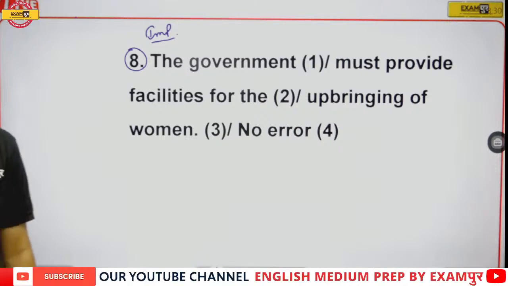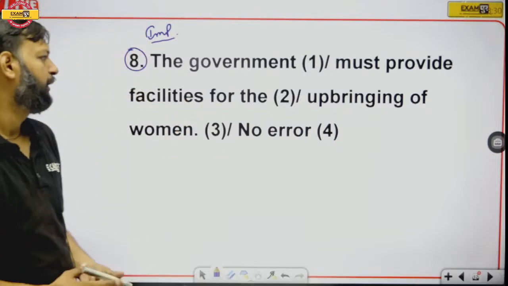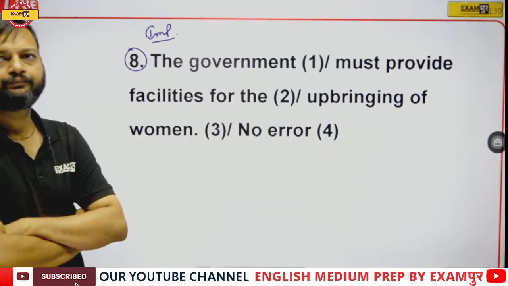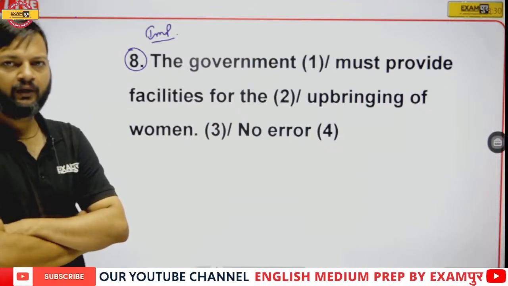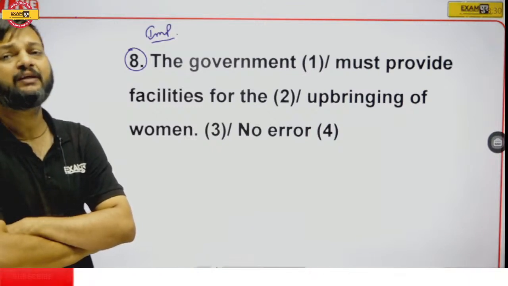What is the error in this sentence? The government must provide facilities for the upbringing of women. Can anybody answer this question? This question is very good. This question is very important.